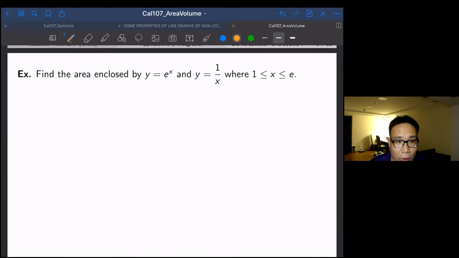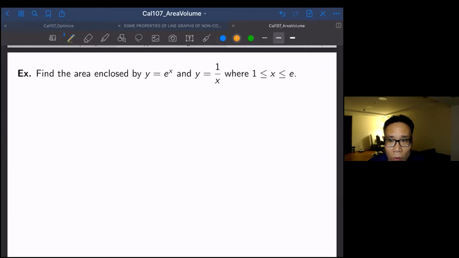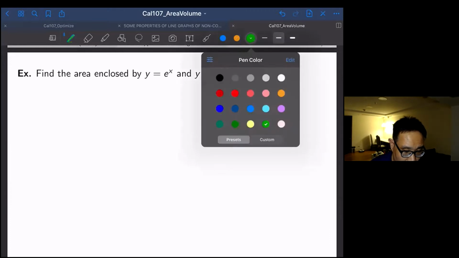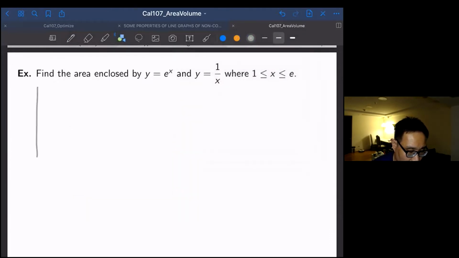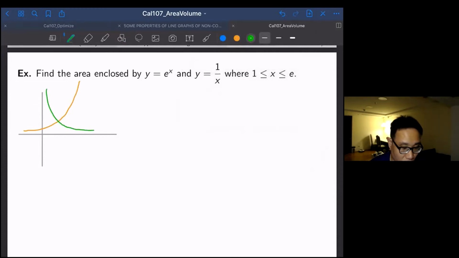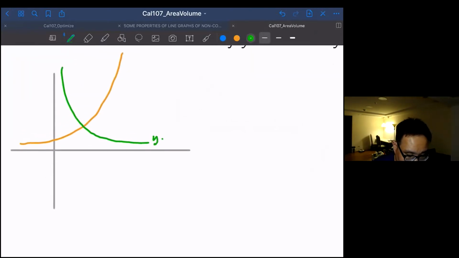So let's do the first example. The first one asks you to find the area enclosed by y equal to e to the x and y equal to 1 over x over the interval 1 to e. The graph of y equal to e to the x is an exponential function, so it's going to look something like this. And y equal to 1 over x gives you a hyperbola that tends to 0 as x goes to infinity.